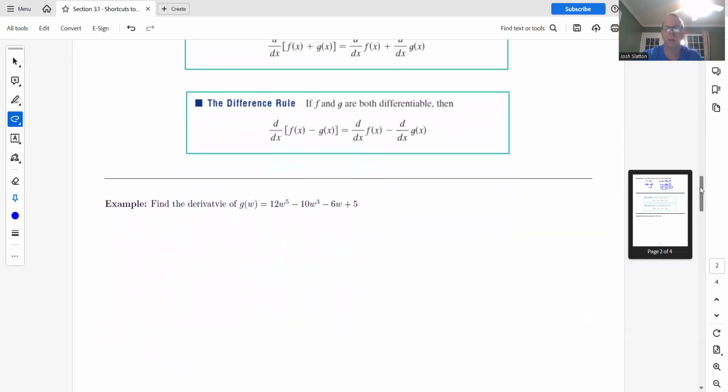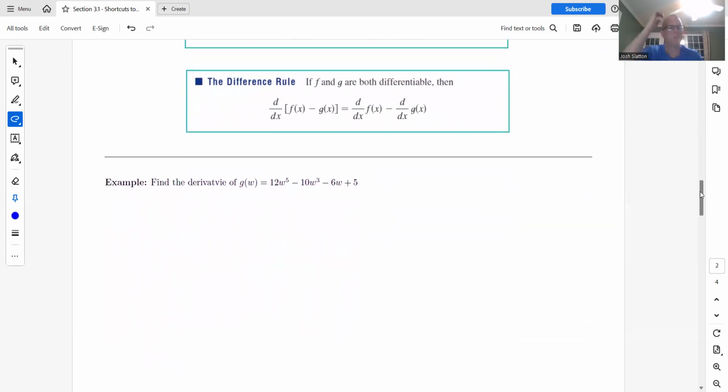So when we have a longer string of functions, added and subtracted together, we can just find the derivative of each term and go from there. So g prime of w. We're just going to take the derivative of each of these separately.